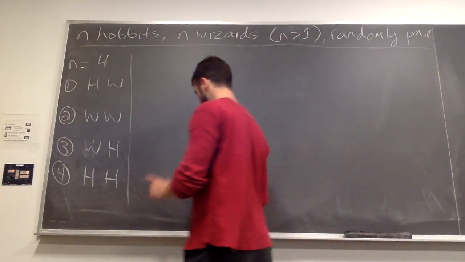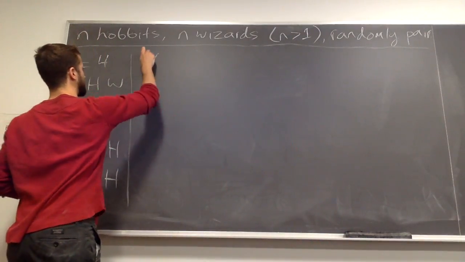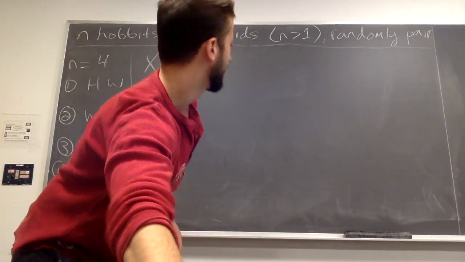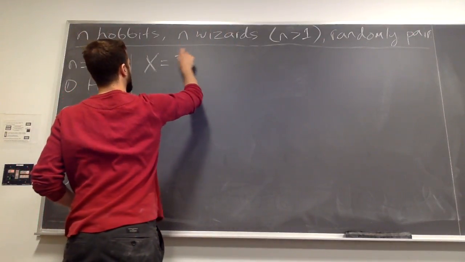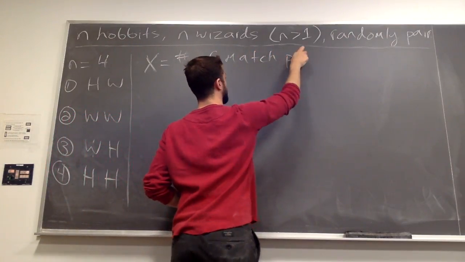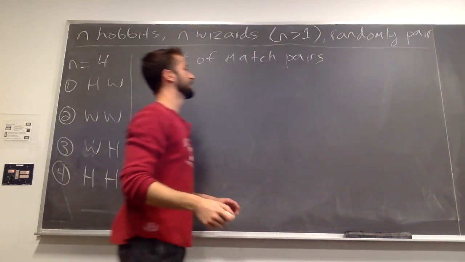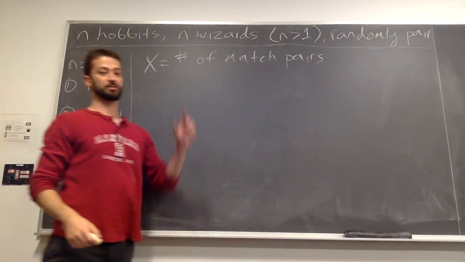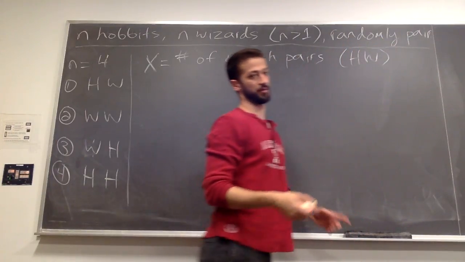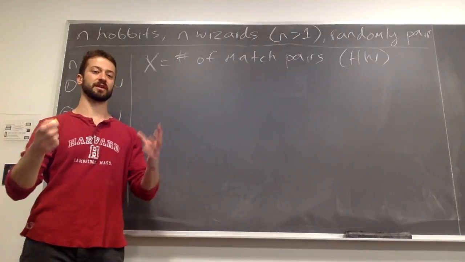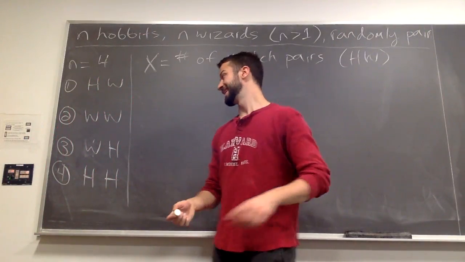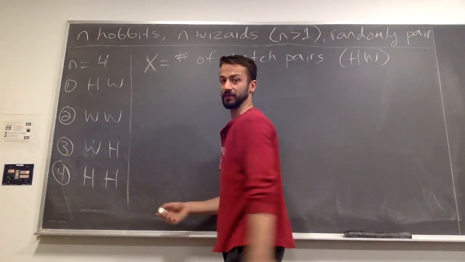Okay. Now what we want to think about is x. X is a random variable, and we define x to be the number of match pairs. What is a match? We're going to define a match as a pair that's a hobbit and a wizard, or a wizard and a hobbit. Doesn't really matter the order, just that a wizard and hobbit are together. In this case, x is 2, right? Because we have 2 match pairs.